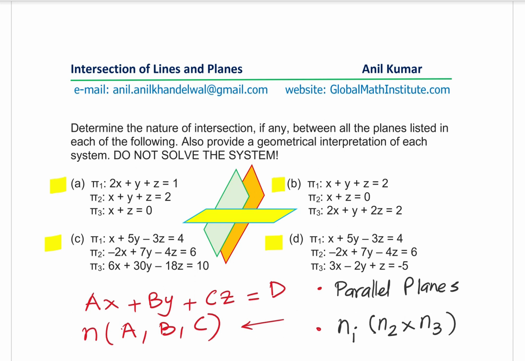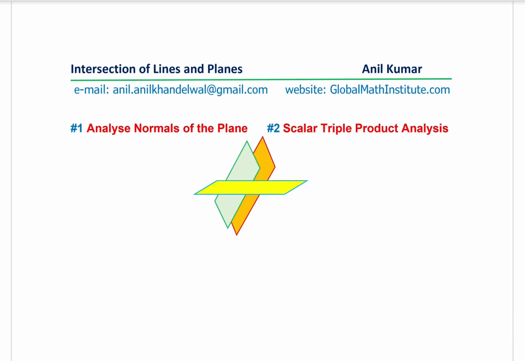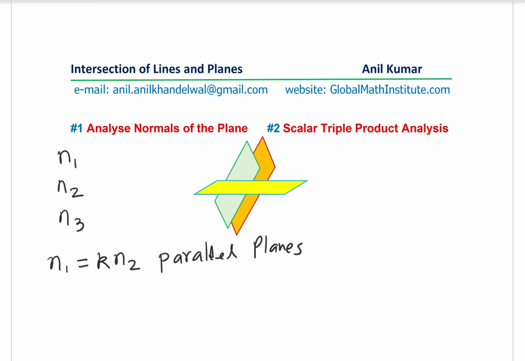So let's take examples one by one. The very first one, as I was saying, is the process which we are going to follow. And the process here is we'll analyze the normals, right? So we have three planes, so we have three normals, n1, n2, and n3. And in case the normals are scalar multiples, let's say n1 is k times n2, then we have parallel planes. Correct? That is one thing.